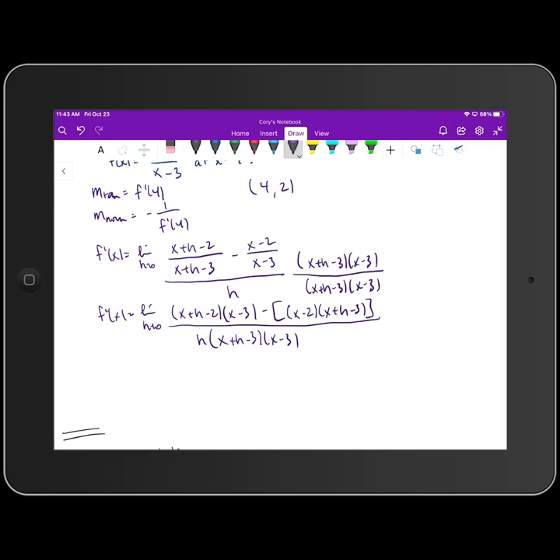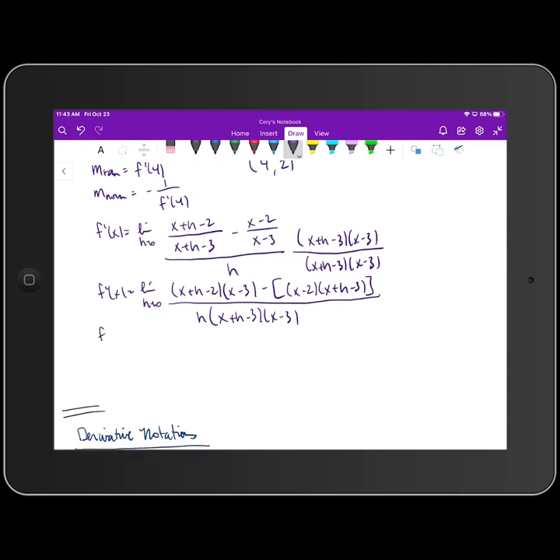Okay, so I'm going to need to multiply out that numerator. So f prime of x is going to be the limit as h goes to 0. I'm going to distribute x across all three terms and then negative 3 across all three terms. So when I distribute x, we get x squared plus xh minus 2x. And then when I distribute negative 3, we get negative 3x minus 3h plus 6, minus, and then I have to subtract the entire quantity whenever I multiply out those next two polynomials.